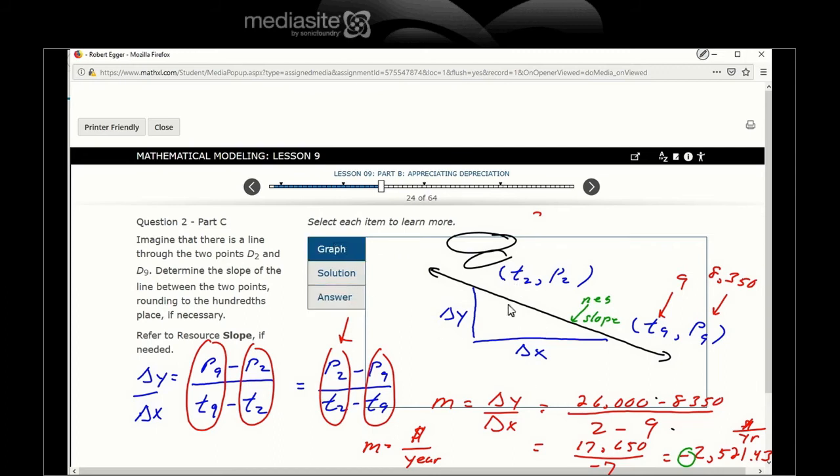And all we do is basically look at two points and, in the numerator and denominator, subtract one from the other. In this case we subtracted 9 from 2, but we could have subtracted 2 from 9 and got the same answer.